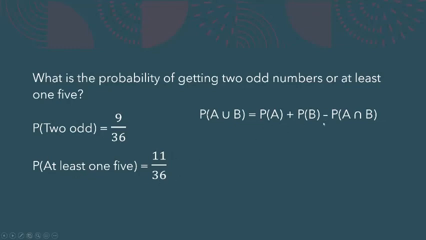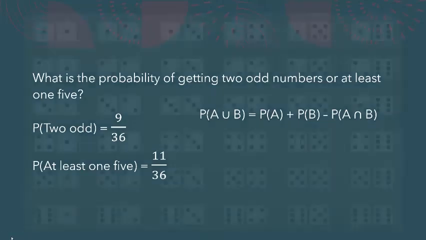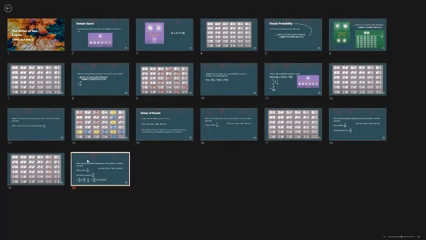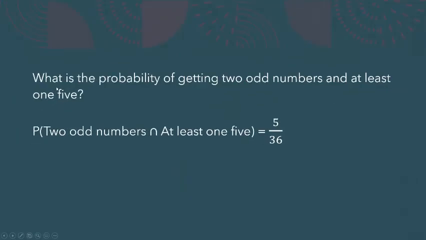So ngayon, kompleto na natin itong dalawa sa equation. Kailangan na lang natin yung probability of A and B. So, para makuha yun, babalik tayo dun sa unang question. So, the probability of getting two odd numbers and at least 1 5. Kasi, yung probability of A natin kanina at yung probability of B natin, yung pinagsama, ito yung magiging sagot, 5/36.